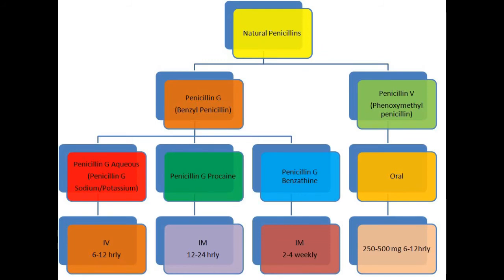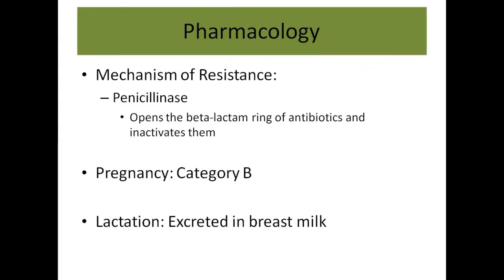6 to 12 hourly. So on summarizing, we can say that natural penicillin can be either penicillin G or penicillin V. Penicillin V is the oral preparation, which is given in 250 to 500 milligrams 6 to 12 hourly, whereas penicillin G is given either intravenously or intramuscularly, and it has three preparations: aqueous, procaine, and benzathine. Benzathine and procaine are longer acting and are given intramuscularly, whereas aqueous is short acting, which is given intravenously.